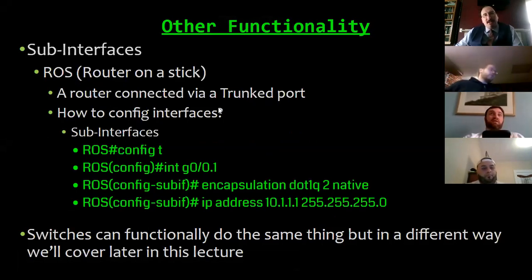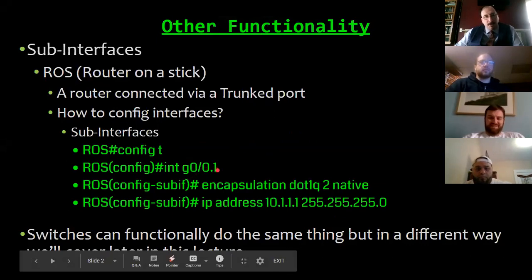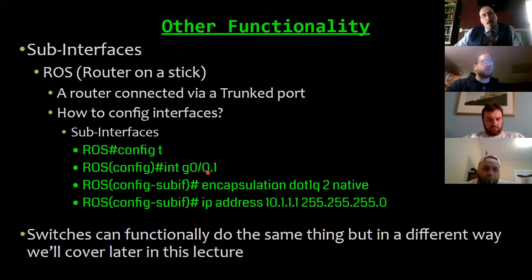So the actual commands to configure this: we're going to be in config mode, so we go into config mode with config t or configure terminal. We go into the actual interface. Now notice on the interface right here, it's 0.1. In this case, we have a gigabit interface, gigabit 0/0, and I'm going to go to 0.1, okay?